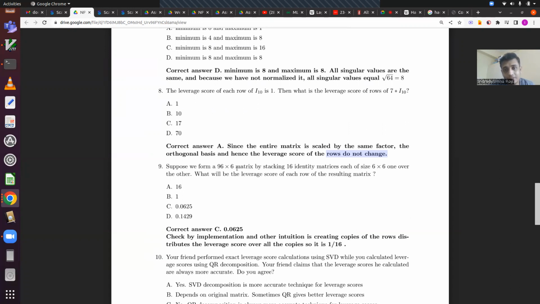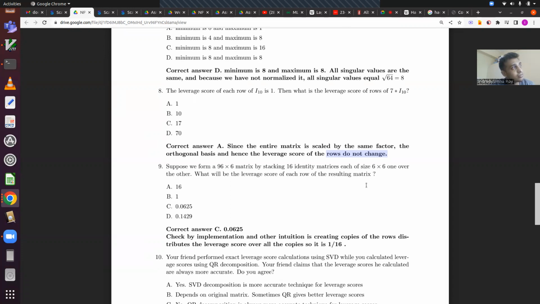So a 96 cross 6 matrix is formed by stacking 16 identity matrices of size 6 by 6, one over the other. What will be the leverage score of each row? Check by implementation or intuition: creating copies of the rows distributes the leverage score over the copies of it. So 1 by 16.